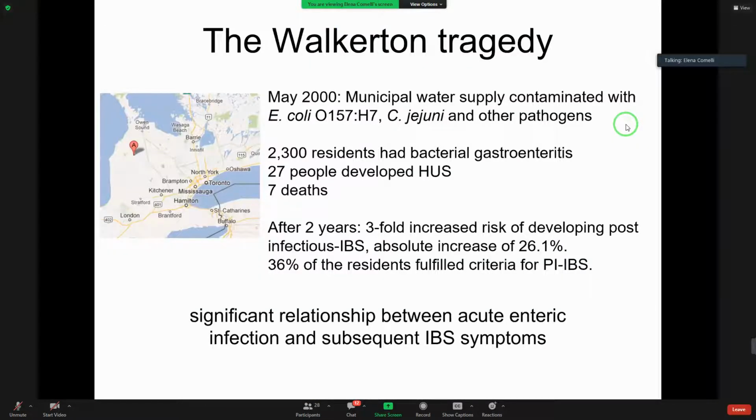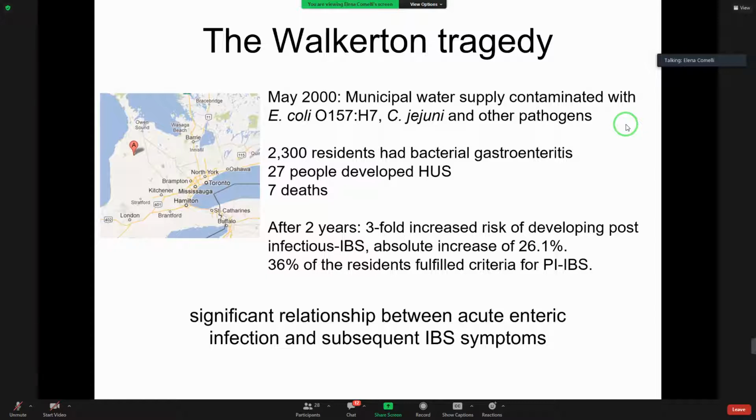So you may be familiar with the Walkerton tragedy, which happened in 2000 in the city of Walkerton, which, as it is shown here in the map, is about 180 kilometers northwest of Toronto. In that month of the year 2000, there was heavy rainfall that washed away the livestock fecal residue, which ultimately contaminated the municipal water supply.